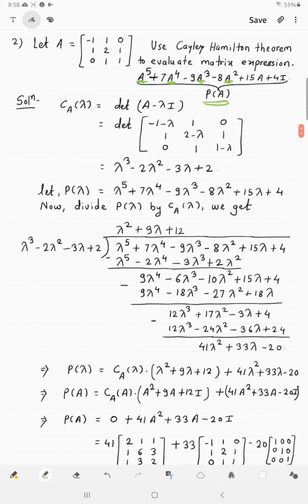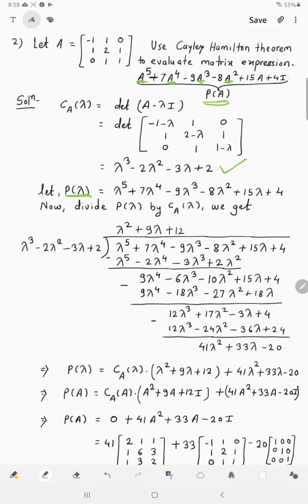Now first we have to find out the characteristic polynomial. You can find this as we have discussed in our last lecture and also in the solved problem session. Now we have to find out p of A. Now instead of p of A, firstly let it be p of lambda. So replace A by lambda.